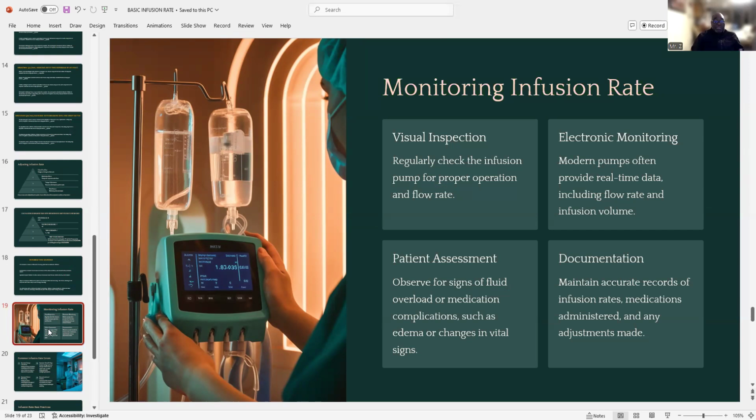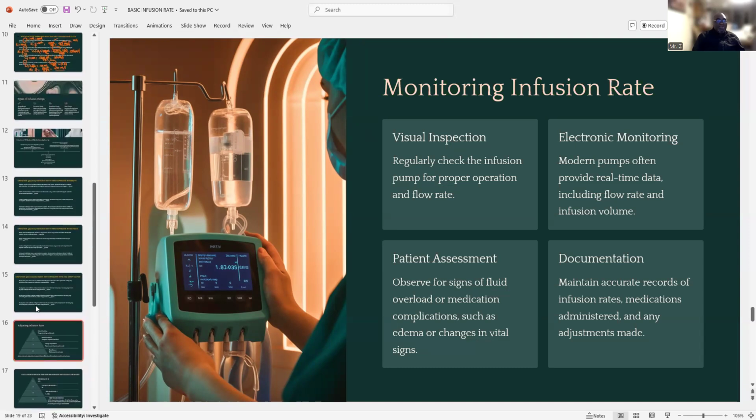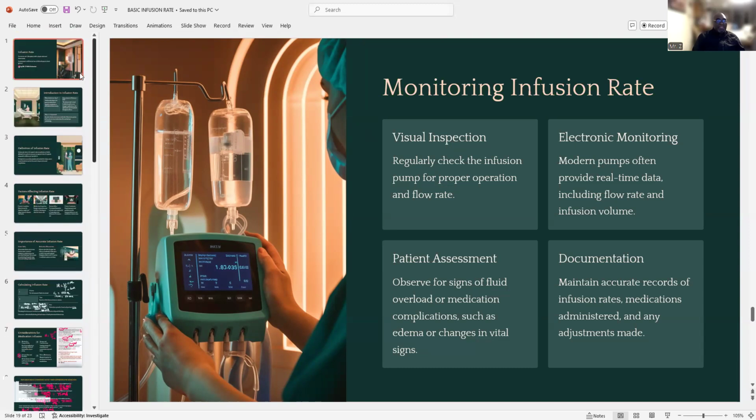But that person needs the infusion rate. You need to get the medication, but the pump is not working. What would you do? You gotta save a life. You have to learn that if the pump is not available or is not working, you have to manually administer that medication. This is what you're supposed to learn: how you can manually administer that medication.